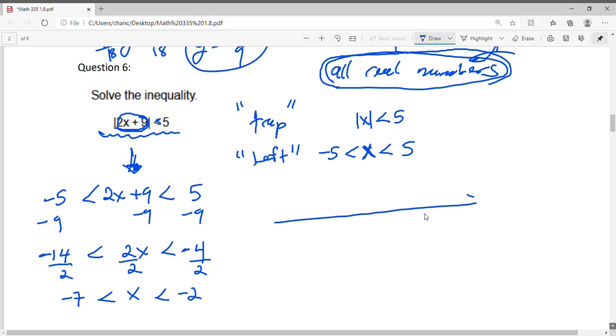Now if I were to draw a picture of this inequality, I would get that these are open circles, and we'll shade in the middle. And so my interval notation would be negative 7 to negative 2. Everything from negative 7 to negative 2 would be a good solution. When you plug it into the absolute value, it's going to be less than 5.